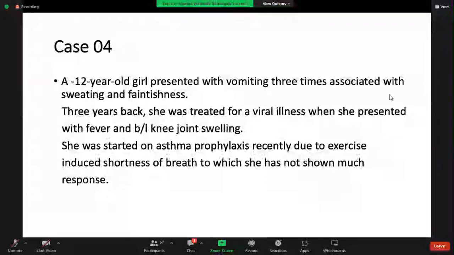Very good. Why did you think about rheumatic? What is given in this history? Bilateral knee joint swelling and fever. Yes. There's a past history which happened 3 years back, but it was treated as viral illness, where she had some arthritis. So most of the time the common thing is rheumatic. When you go back to the history, sometimes you might find something. Yes. Very good.